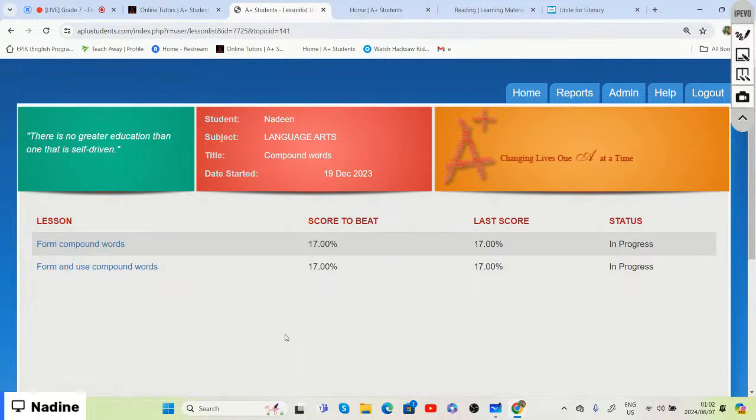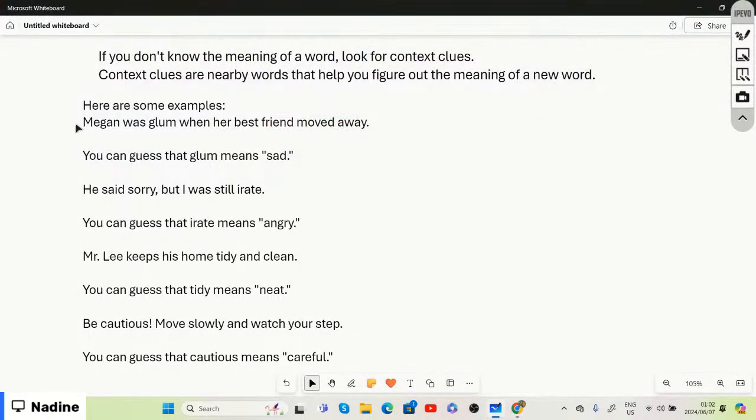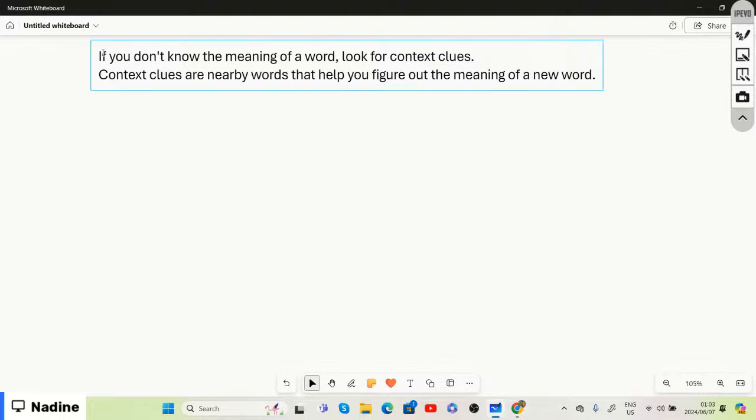Today we'll be doing our grade 7 English lesson on compound words. And before we start, we're going to log on to aplusstudents.ca.